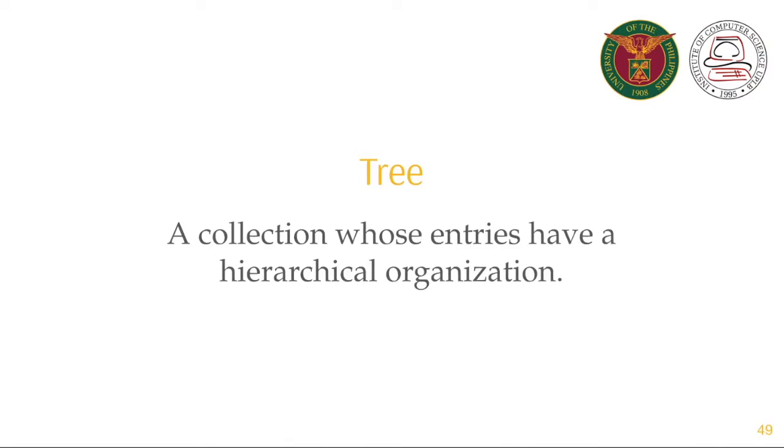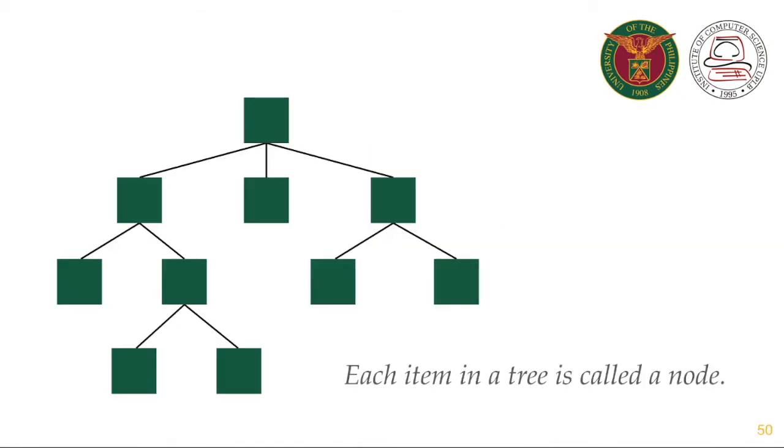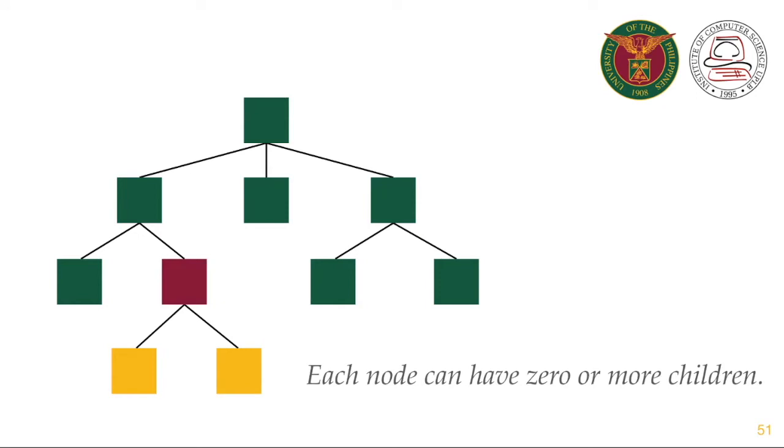A tree is a collection whose entries have a hierarchical organization. Here's an example of a tree. Each item in the tree is called a node. Each node can have 0 or more children. A node can either be a leaf or an internal node.